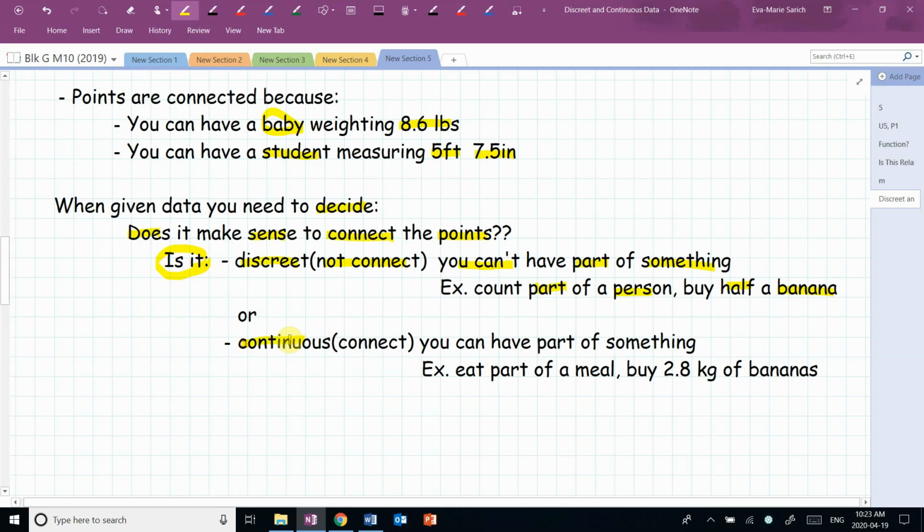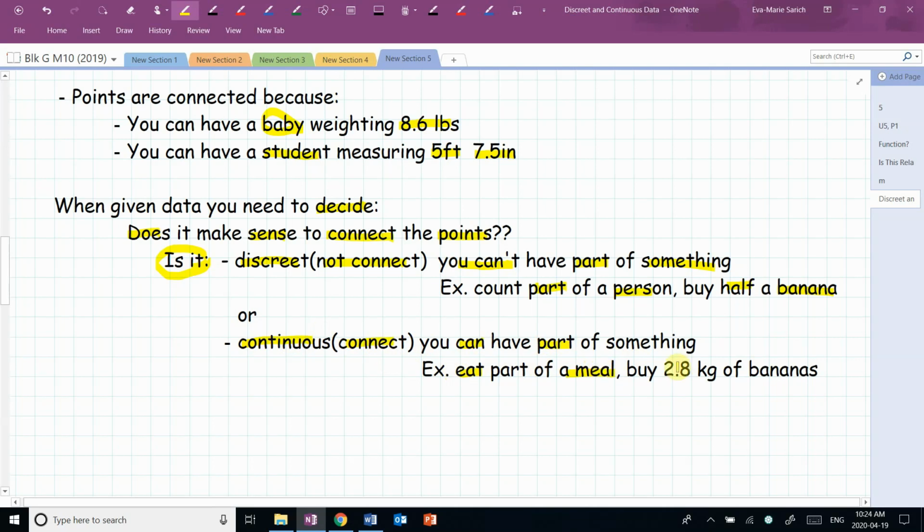It is continuous. That means continuous means you're going to connect if you can have part of something. So somebody could eat part of their meal. Yeah, they can only order. So ordering a meal would be discrete, but eating would be, in fact, continuous.